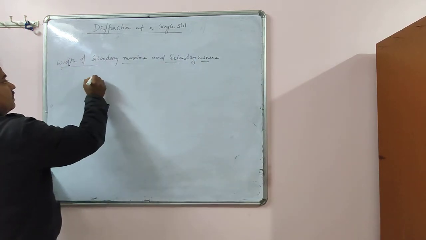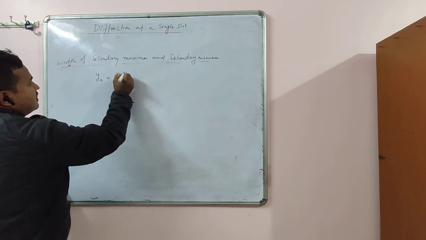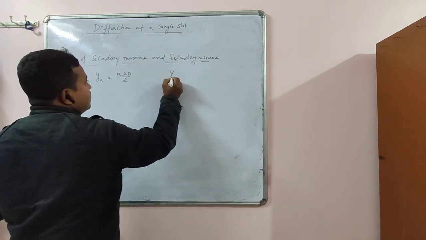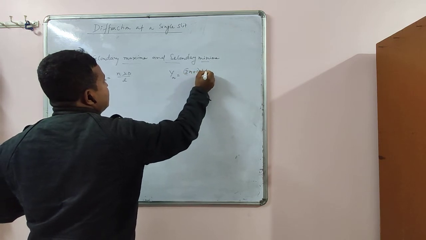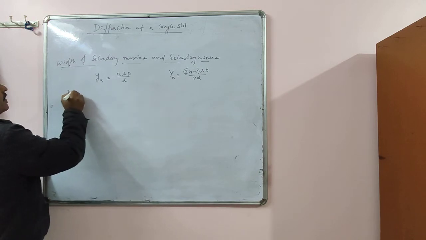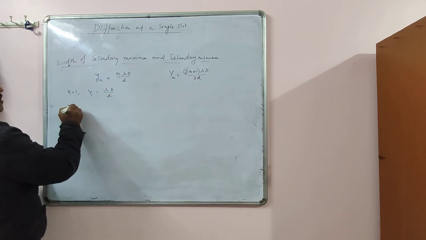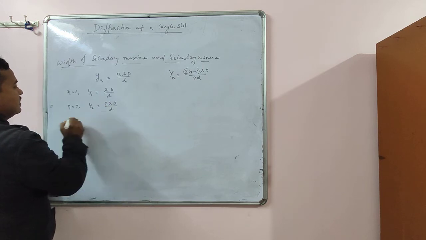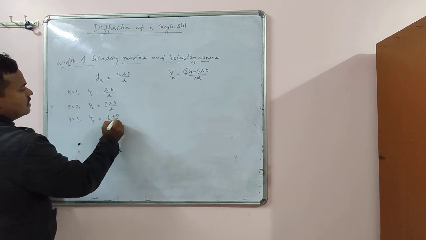So first of all, you see the position of nth secondary minima, what you get? It is n lambda D by d. And for secondary maxima, what you got? Yn equal to (2n plus 1) lambda D by 2d. Now here you see, if n equal to 1, y1 is equal to lambda D by d. If n equal to 2, y2 is equal to 2 lambda D by d. If n equal to 3, y3 will be 3 lambda D by d.